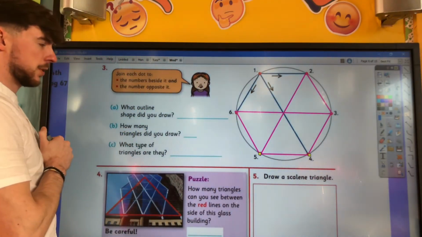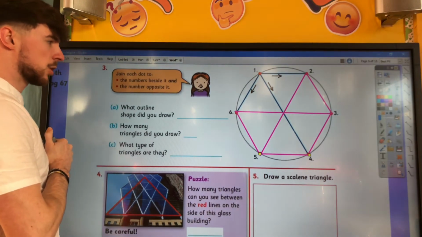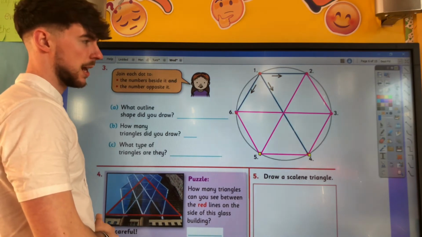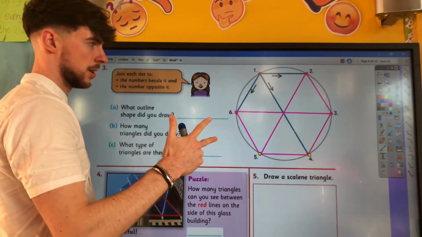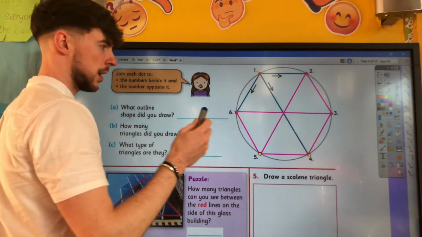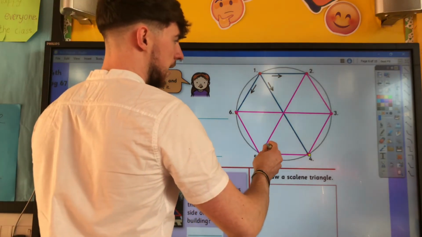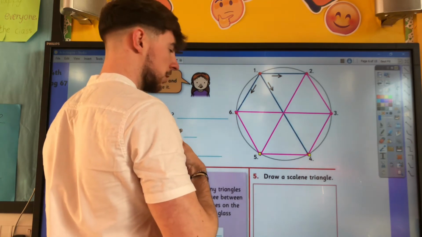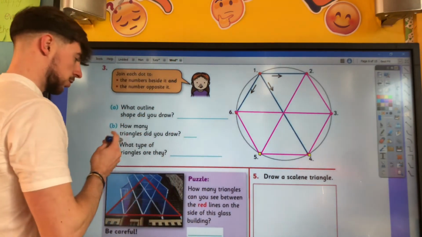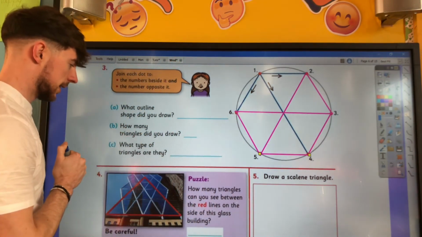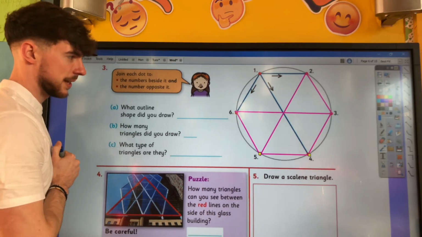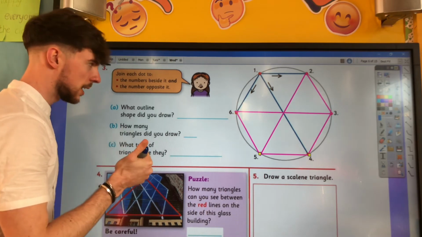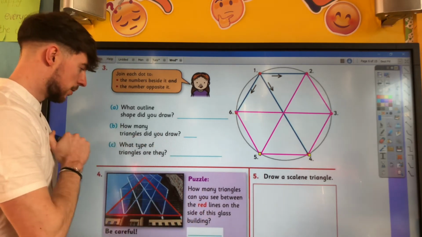So what shape have we drawn now? And how many triangles do we have inside of this? So remember, how many sides does a triangle have? 3. Could we maybe have more than one triangle? So for example, could we have a triangle here? Could we have a bigger one? Could we have a smaller one? Could we have a different size one? So try find as many triangles as you can inside there. And what type of triangles are they? Okay, so try find out what type of triangles they are. Are they equilateral, scalene, isosceles? What do you think they are?